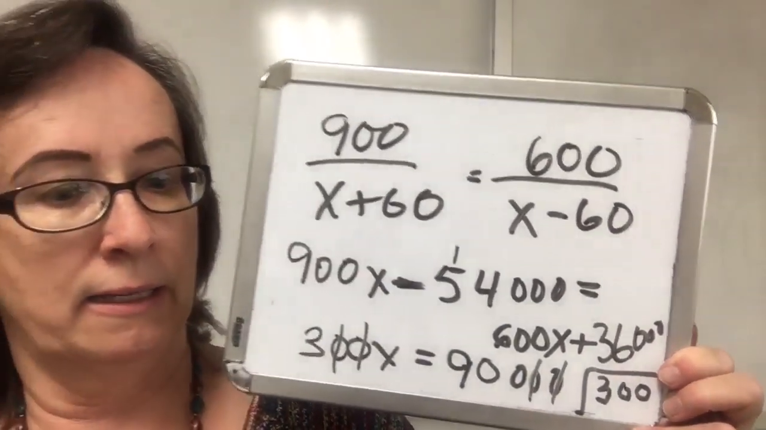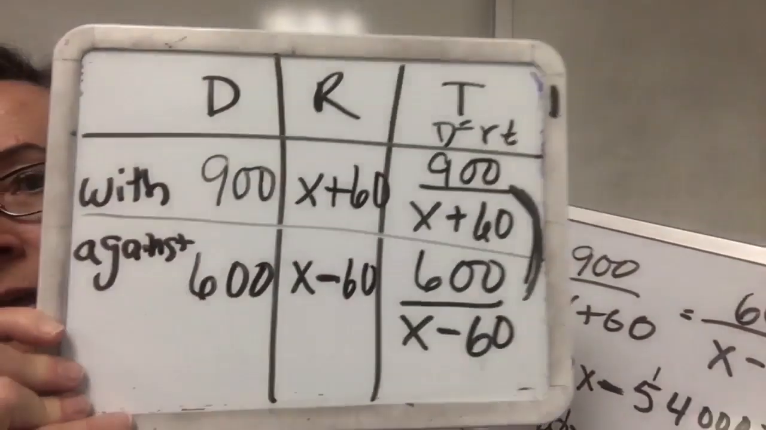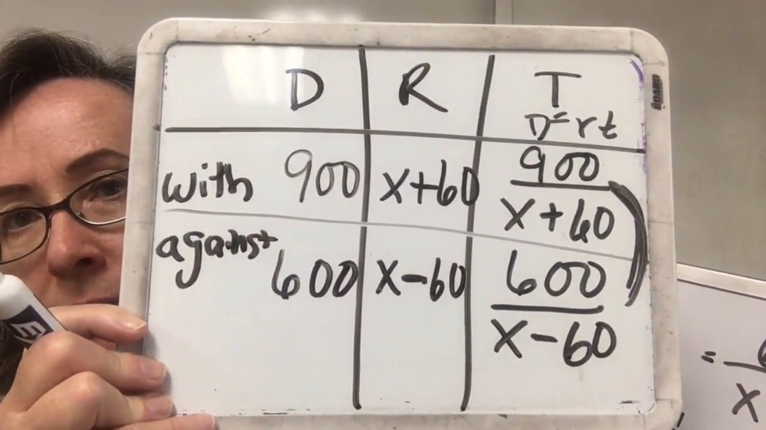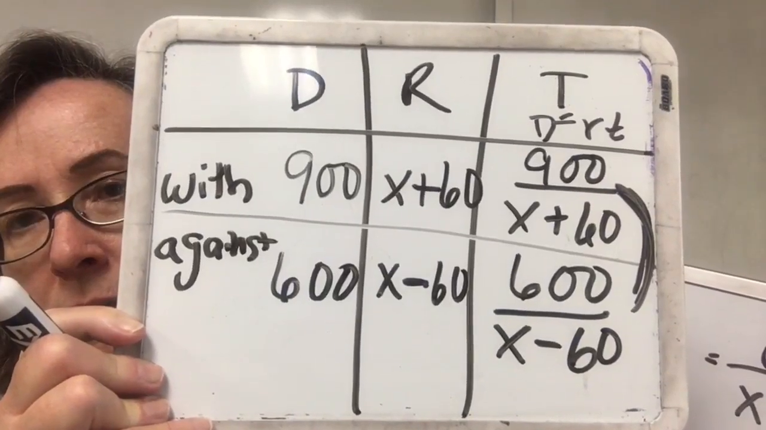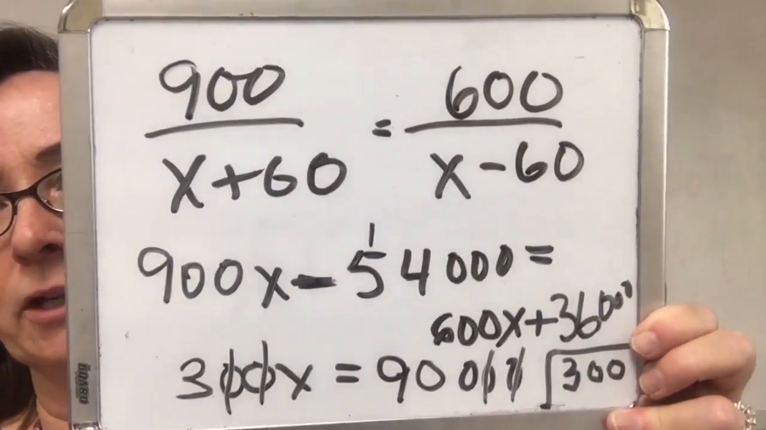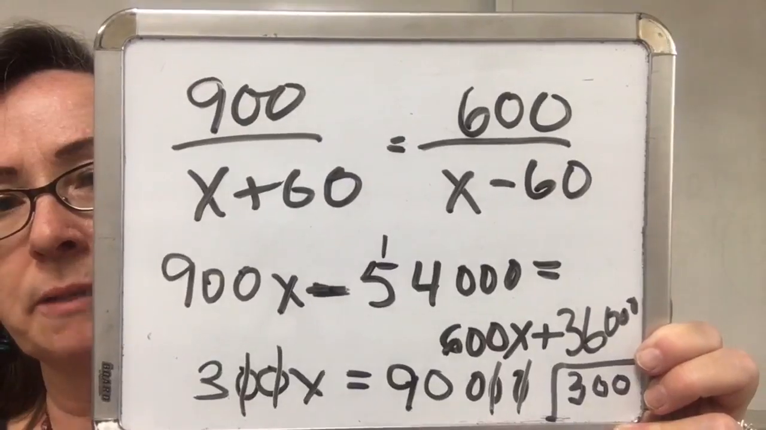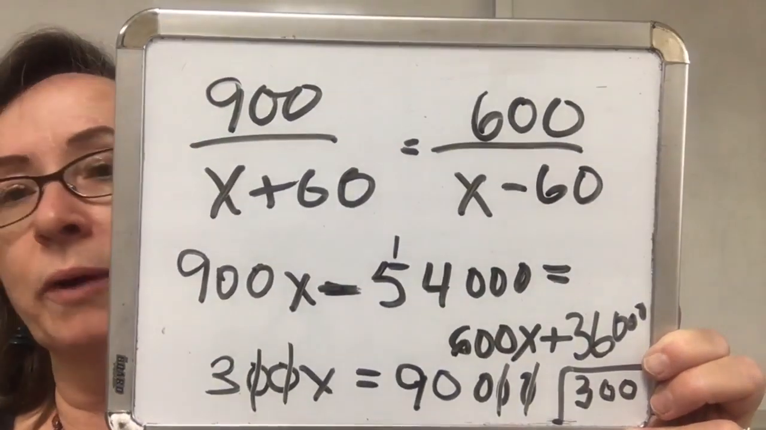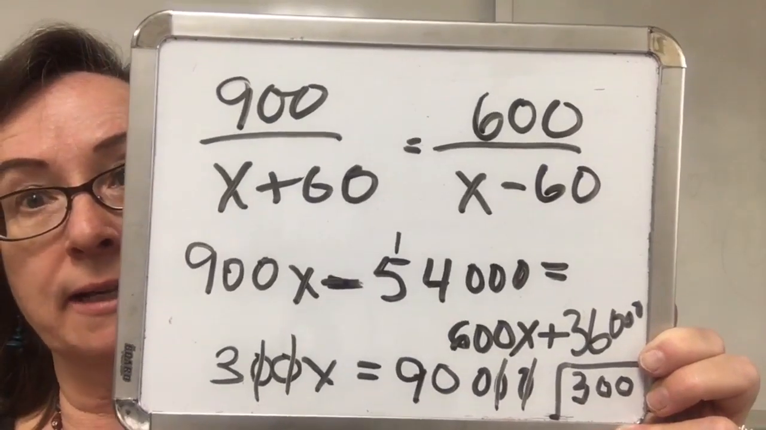Okay, so this was the first page where we set up our chart, if you're taking the notes. And this was the second page where we actually cross multiply when we set our two times equal, and we come up with our value for x. And that is the end of 8.5 and our applications of rational expressions.